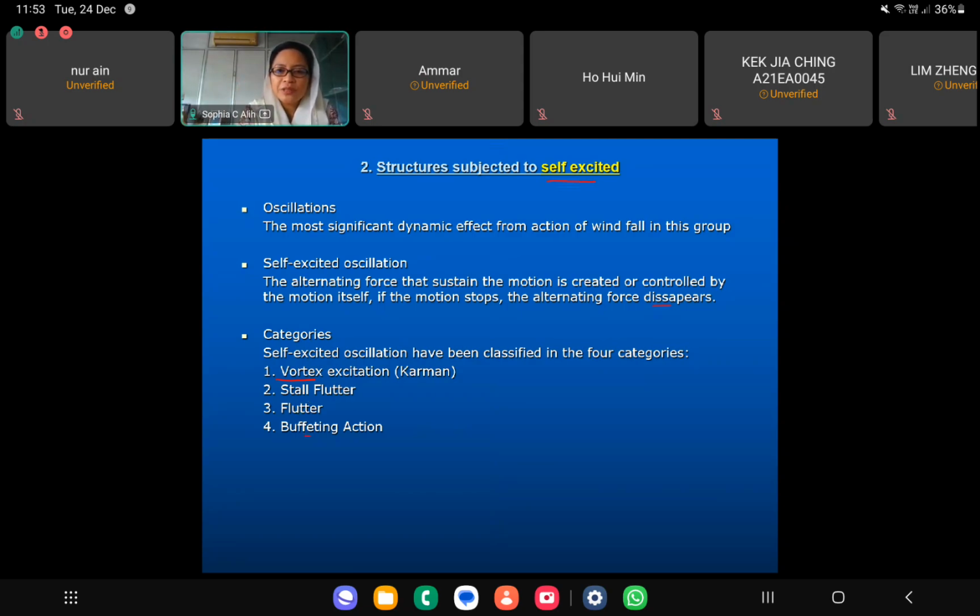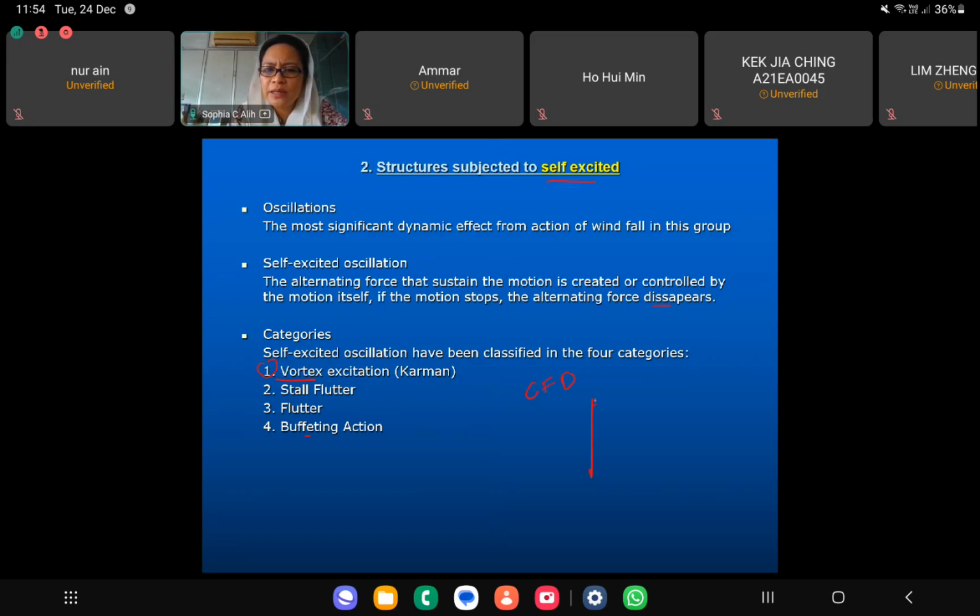So of all these types of categories, normally the first one, the vortex excitation, is the one that you can see through the wind tunnel, or you can also simulate your structure in the CFD. The CFD is the computational fluid dynamics software, in which you can impose the wind blowing at different angles on your structure, and from there you can see whether vortex excitation happens to your structure or not.